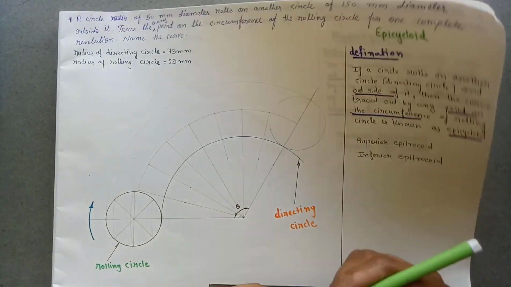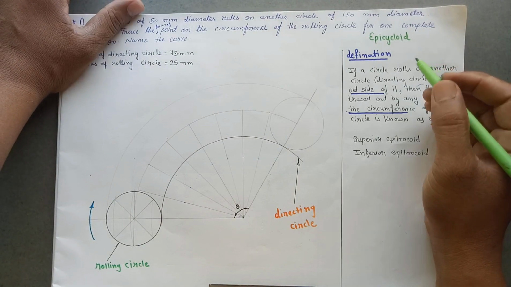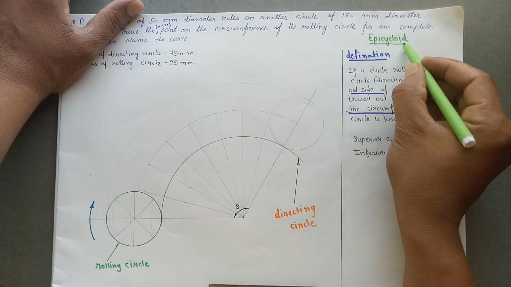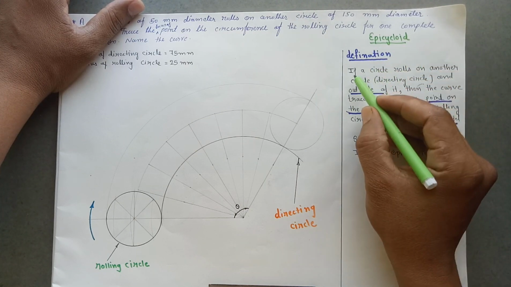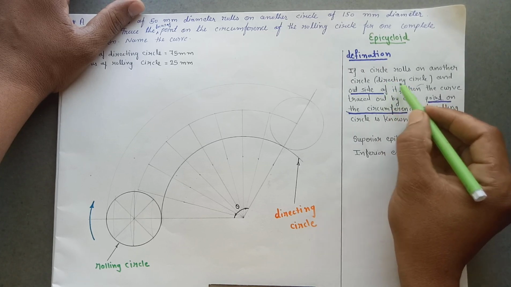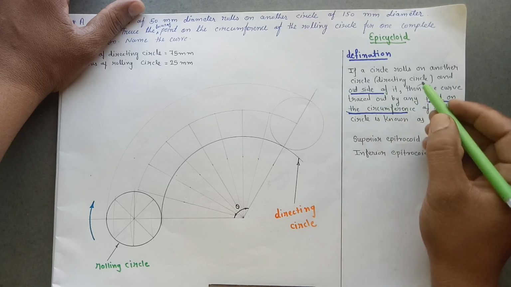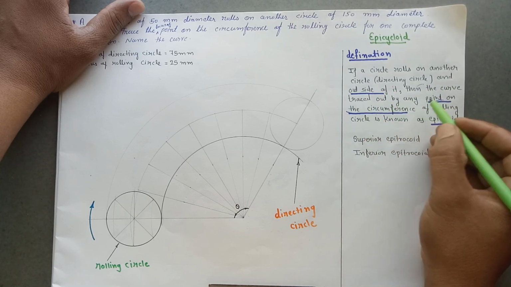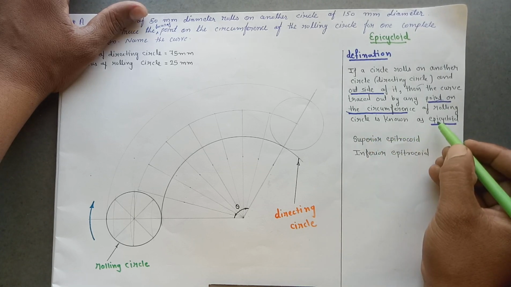Hello students, today's topic is epicycloid and hypocycloid. So let us start with the epicycloid and the definition of the epicycloid. If a circle rolls on another circle, known as the directing circle, and outside of it, then the curve traced out by any point on the circumference of the rolling circle is an epicycloid.